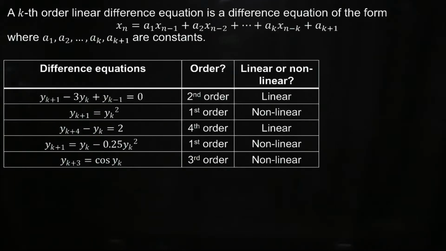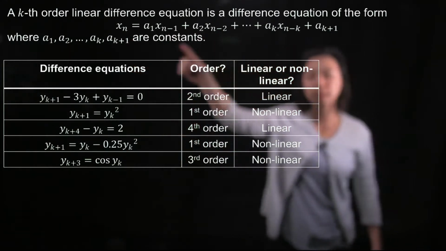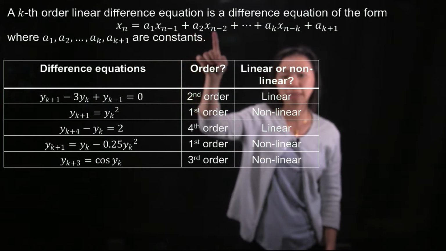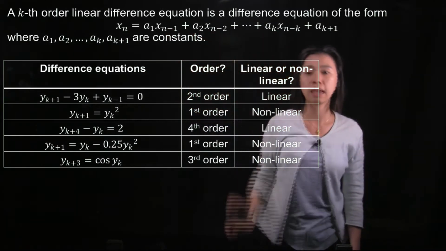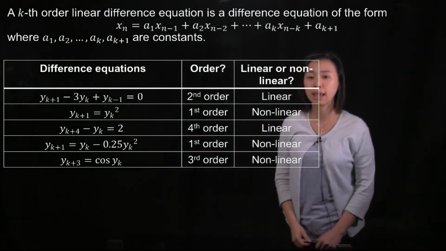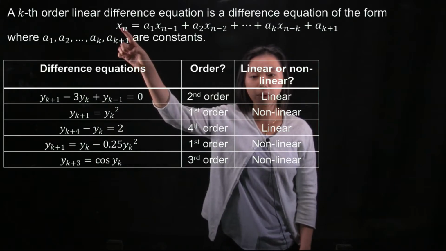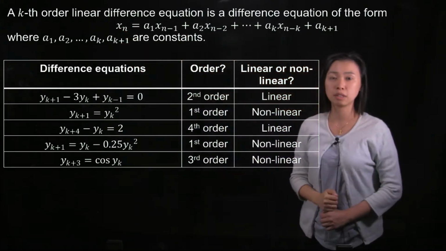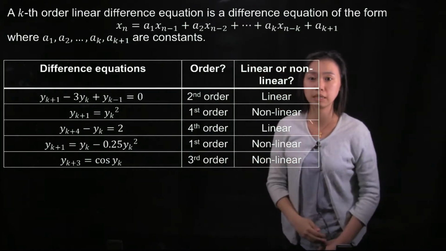A kth order linear difference equation is a difference equation of this form: xn equals a1 times xn minus 1 plus a2 xn minus 2 plus, until, ak xn minus k plus ak plus 1, where all the ai's are constants. So what does that mean? It means that the x's here are numbers in a sequence, and the difference equation relates all these numbers in the sequence.